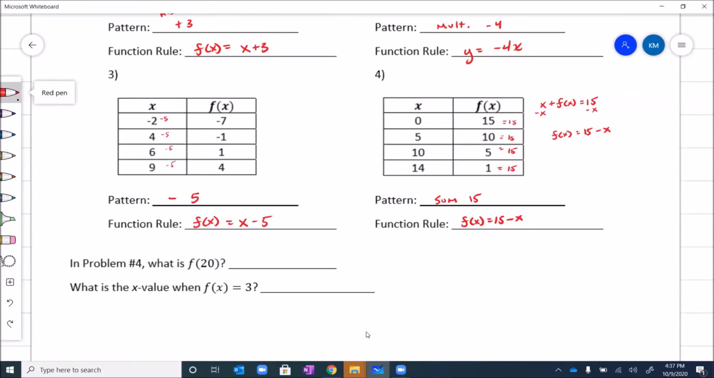In problem number 4, what is f of 20? We can answer this question pretty simply now that we have our function rule, and this is the point of function rules. F of 20 is when I plug 20 in for x. So 15 minus 20 is negative 5. F of 20 is negative 5. I should write the whole sentence out.